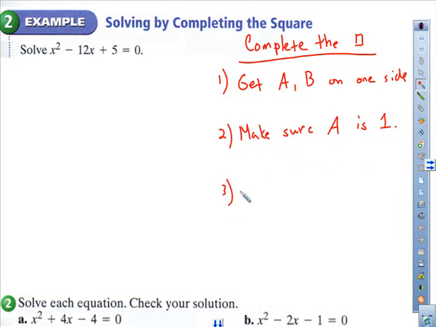And then step 3, what you do is you're going to complete the square. When you're completing the square, you take b, divide by 2, and then you square it. So whatever b is, divide by 2, and then you square it. Whatever value you get, that's what you add to both sides of the equal sign. So these are the steps to completing the square.